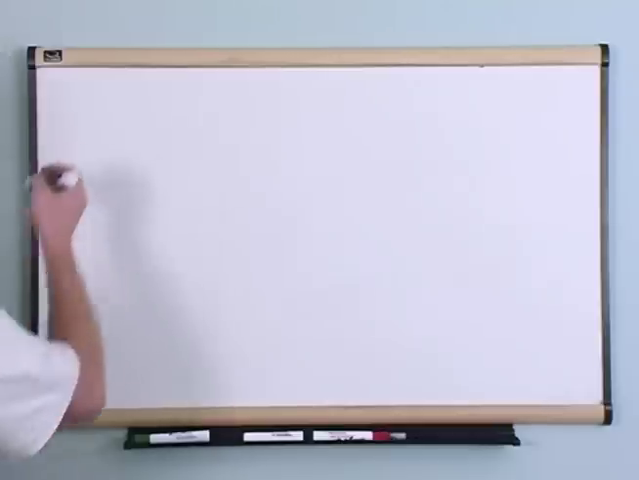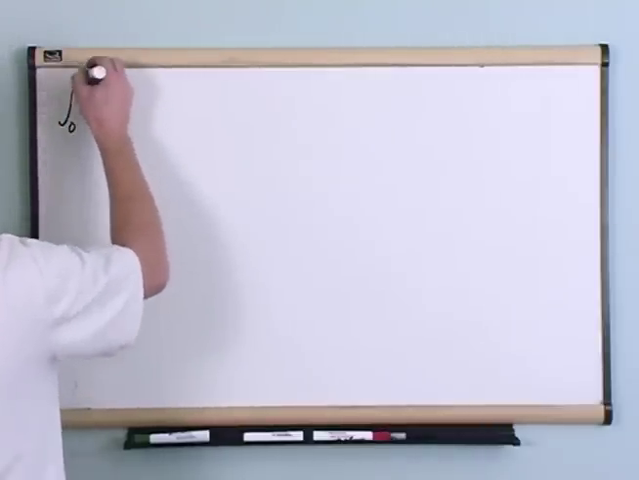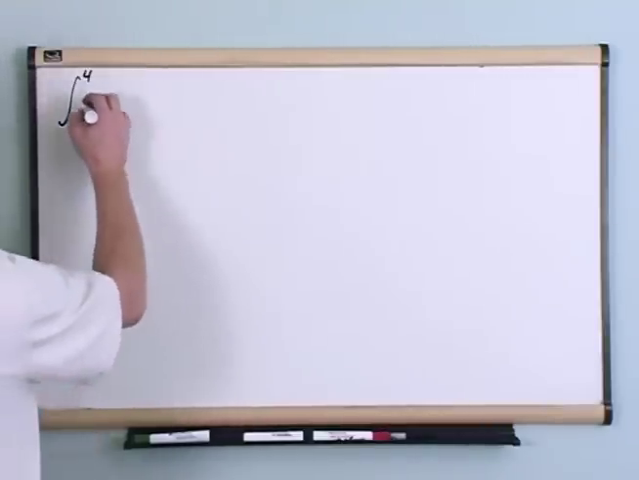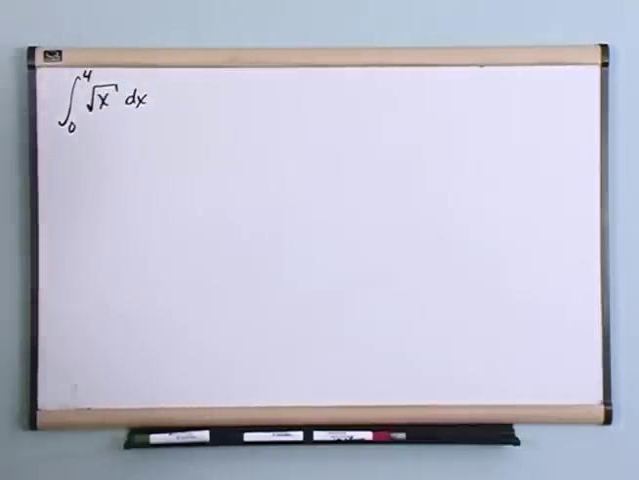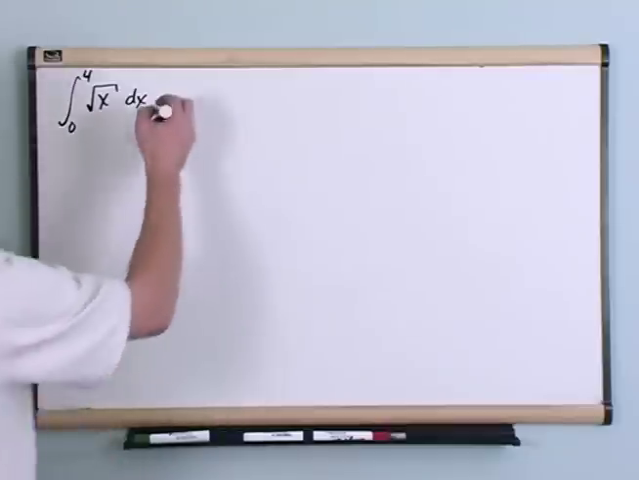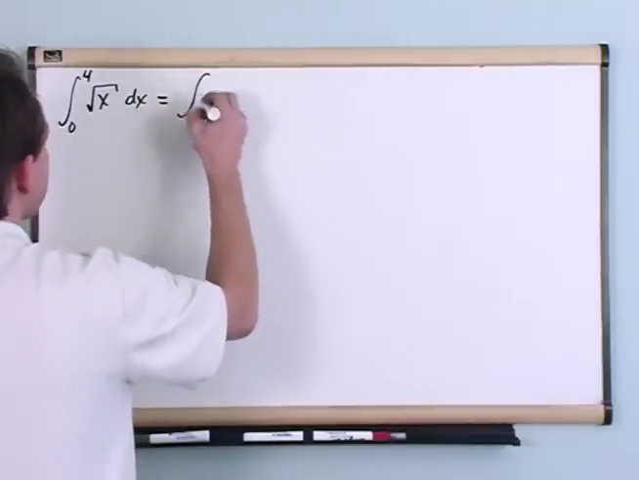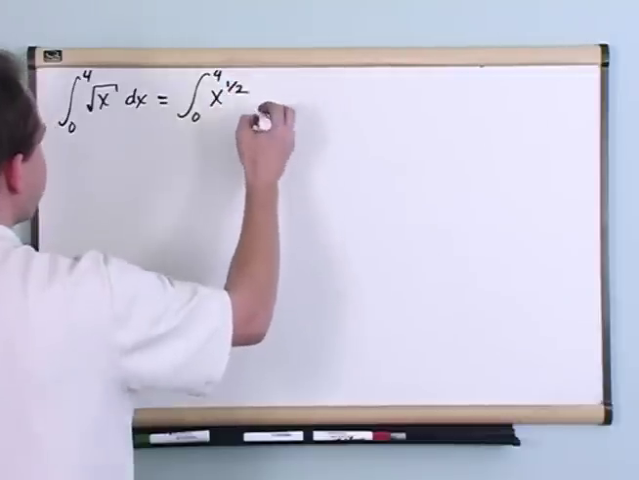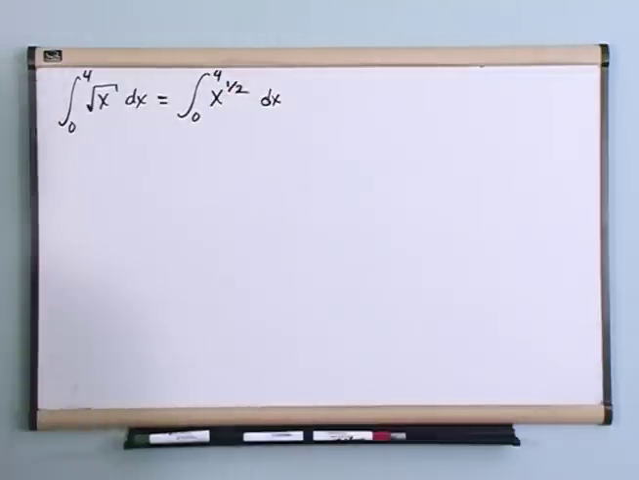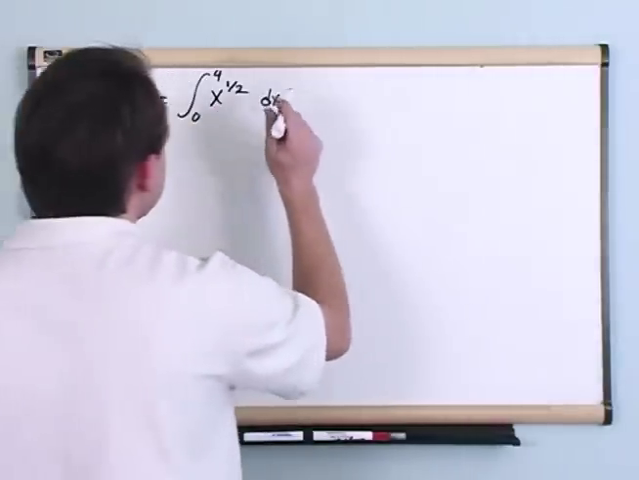What if you had the integral from 0 to 4 of the square root of x dx? Okay. Now the first thing I like to do when I have a square root anywhere is write it as a fractional exponent, which is x to the 1/2 dx. The reason I like to do that is because the formula to take the integral is written in terms of exponents. So what would this be?